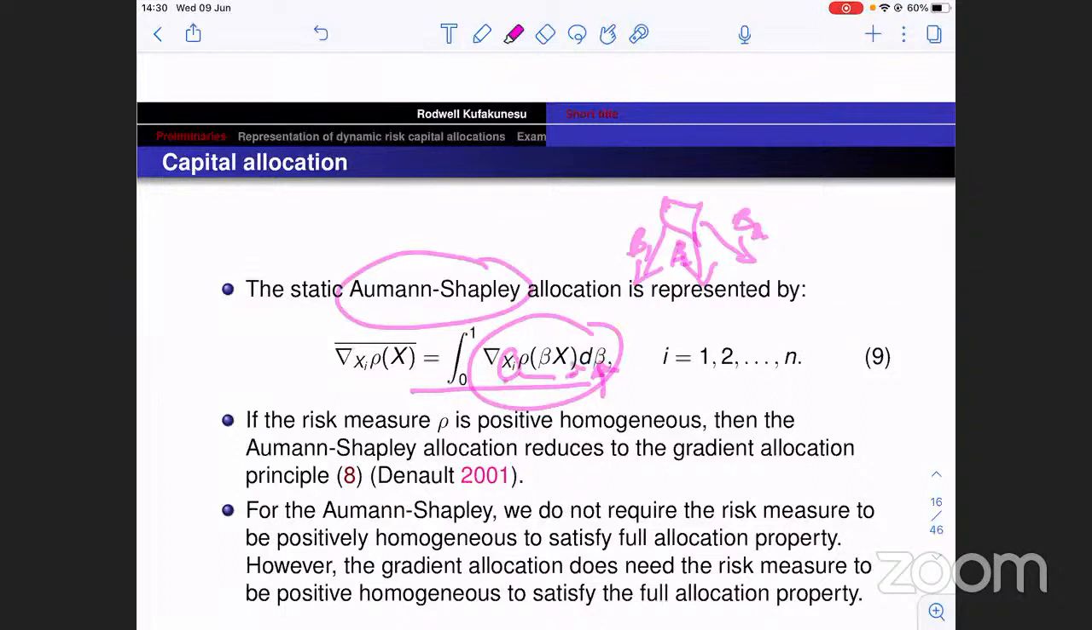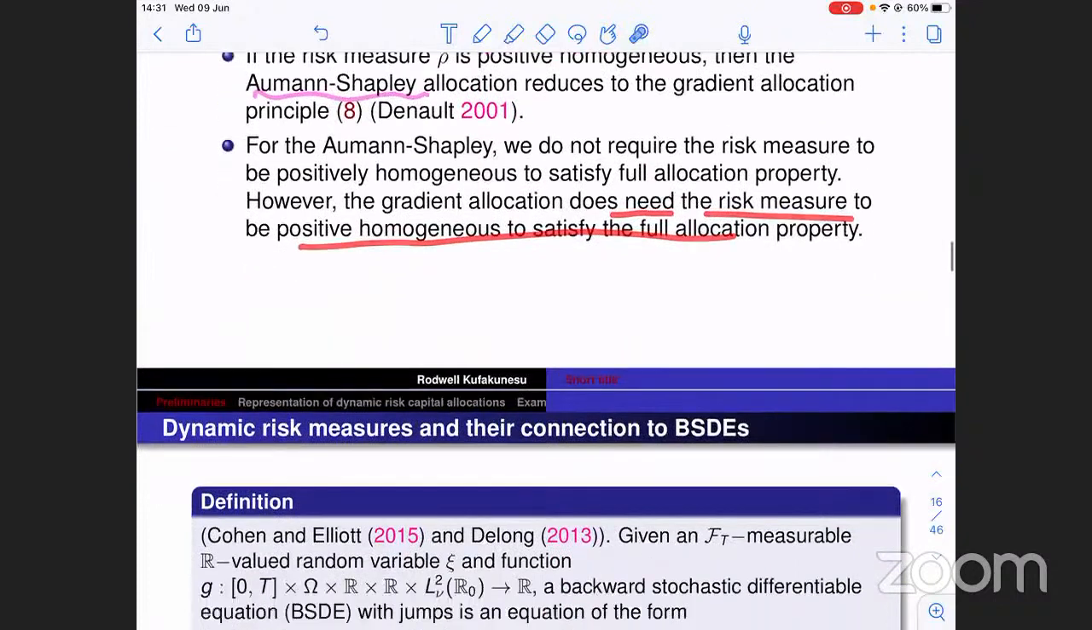So if the risk measure rho is positively homogeneous, then Aumann-Shapley allocation reduces to the gradient allocation principle. You can refer to this statement in the notes. For Aumann-Shapley, we do not require the risk measure to be positively homogeneous. However, the gradient allocation does need the risk measure to be positively homogeneous. Okay, that's just a comment here.